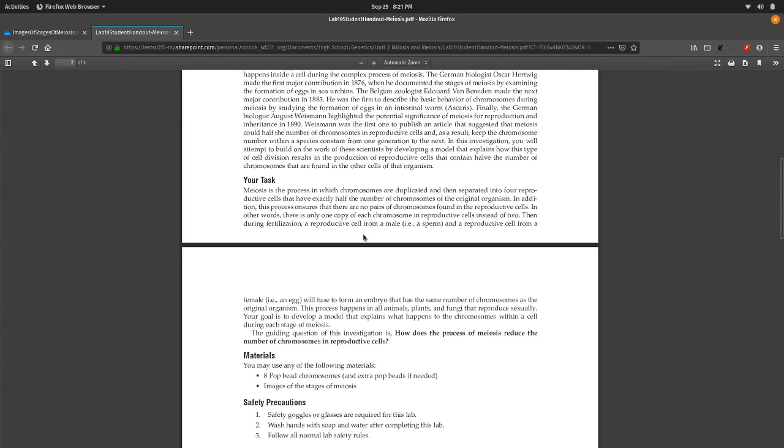Then during fertilization, a reproductive cell from a male, the sperm, and a reproductive cell from a female, the egg, will fuse to form the embryo or zygote that has the same number of chromosomes as the original organism. This process happens in all animals, plants, and fungi that reproduce sexually. Your goal is to develop a model that explains what happens to the chromosomes within a cell during each stage of meiosis. Again, there's our driving question.